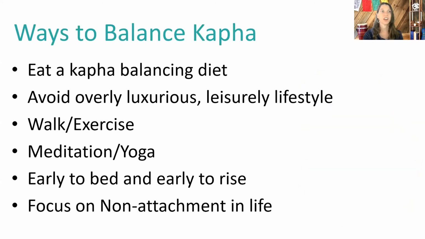So the way to balance kapha is, again, to eat a kapha balancing diet, avoid an overly luxurious, leisurely lifestyle, move, walk, exercise, practice meditation and yoga, breathe, go to bed early, and then wake early. Oftentimes, kapha are going to stay up until 3 o'clock in the morning, but instead go to bed earlier and then wake up earlier in the morning with the sunrise. And then focus on non-attachment in life. Enjoy life, but don't be attached to how it shows up for you.